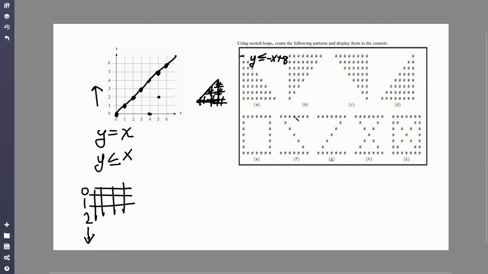Looking at a couple more of these, we can see this one looks like -x plus n, like we figured out in this one. And then when y equals n and y equals 0, this one's going to be y equals x, this line, and same thing, y equals n, y equals 0. Here we have both of them, and then here we have a combination of all of those.